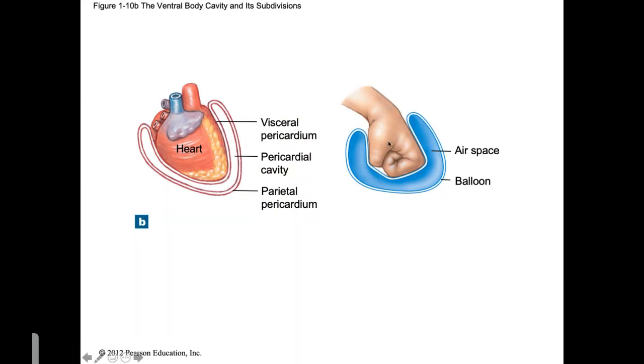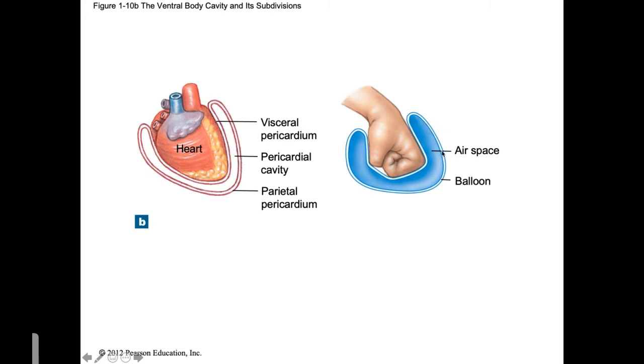If you take your fist and pretend you're pushing it into a balloon, the fist would represent the organ. When the organ makes contact with the inner part of this balloon, this is called the visceral layer, or the visceral, if it's the heart, the visceral pericardium. If it was the lung, it would be called the visceral pleura. If it was in the stomach, it would be called the visceral peritoneum. So visceral always refers to the layer that's making contact with the organ.